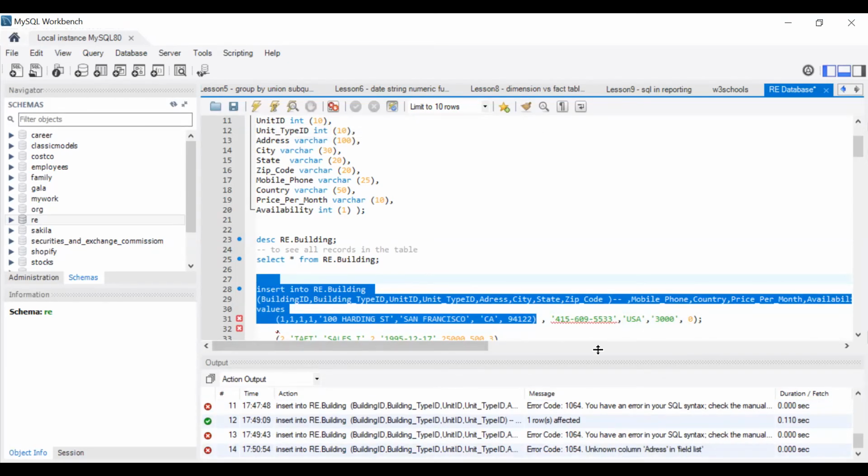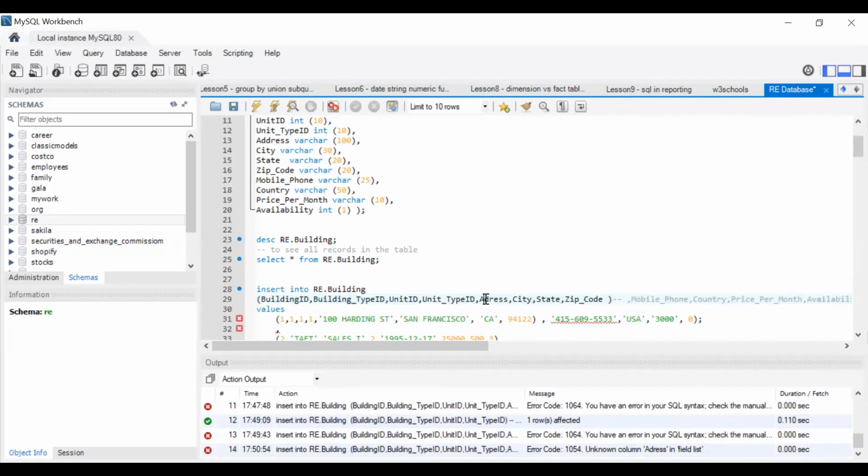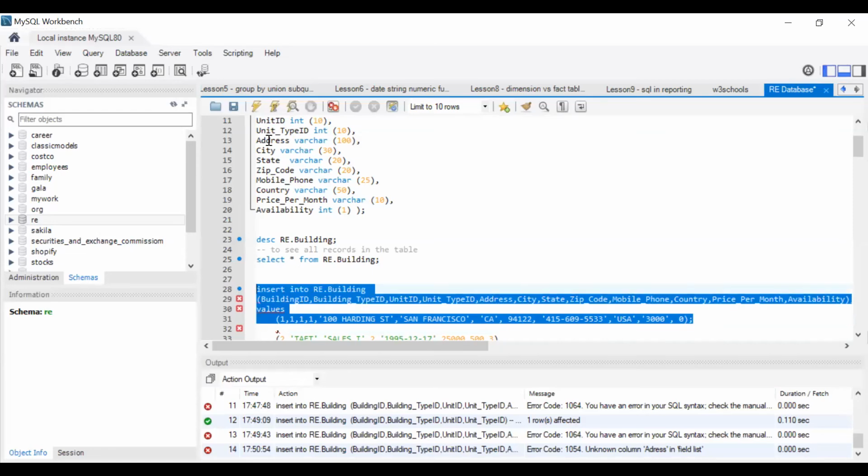Unknown address field. Oh, I misspelled address. Did one of you try to point it to me? Maybe, oops. Of course. Okay, guys. This is what a mistake does to you. You just have a spelling mistake and the whole thing gets ruined. Okay, so address was misspelled.